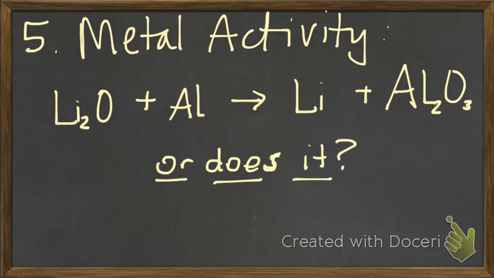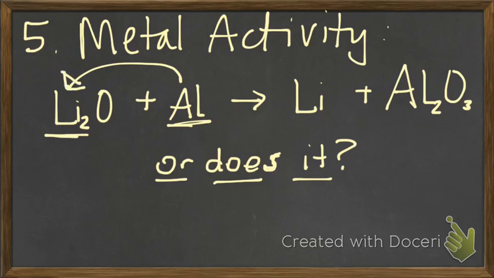Okay, for this next slide, we're going to be looking at the final thing you need to be successful on your test tomorrow, and that is metal activity. And this is whether or not a single replacement reaction is going to occur. We have an entire video on this if you need to review it, but what it basically boils down to is asking, is this reaction going to occur? And so, of course, here you have our metals, lithium and aluminum. Now, is aluminum going to come in and replace lithium?